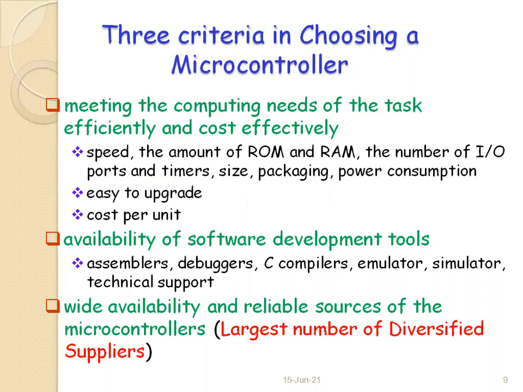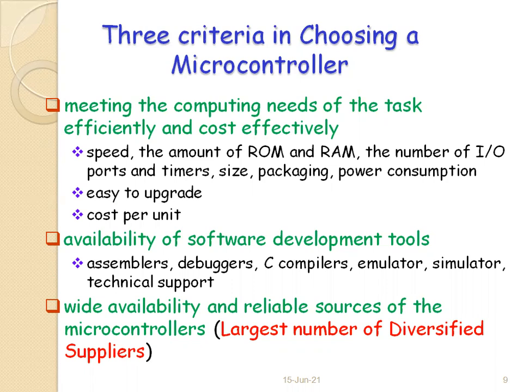So there are three different criteria for choosing a particular microcontroller. One is meeting the computing needs of the task efficiently and cost effectively. Number two is the availability of software and development tools. And the last one is the wide availability and reliable source of the microcontrollers, because there is a large number of diversified suppliers, so multi-sourcing is there. Okay, so these three critical points are to be considered whenever I choose a particular microcontroller unit for my application.